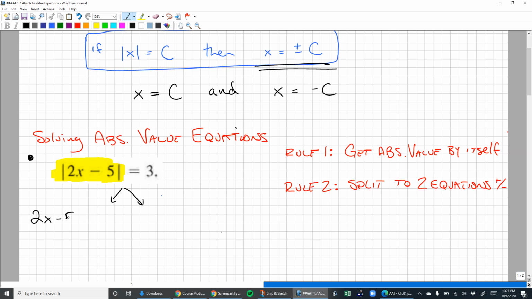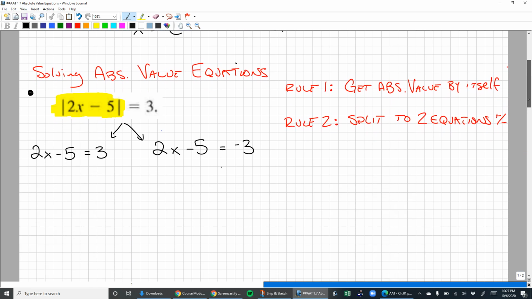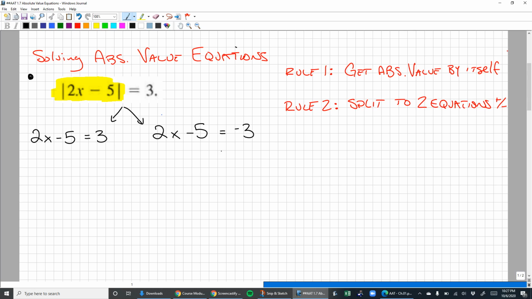Either 2x minus 5 equals 3, or 2x minus 5 is equal to negative 3. Now, because you have a positive and negative, there's a possibility that this might yield an answer that doesn't work. So when we solve these, we'll make sure to plug them back in. Here we have adding 5 to both sides: 2x is equal to 8, x is equal to 4. And over here, adding 5 to both sides gives us 2x is equal to 2, and so x is equal to 1.